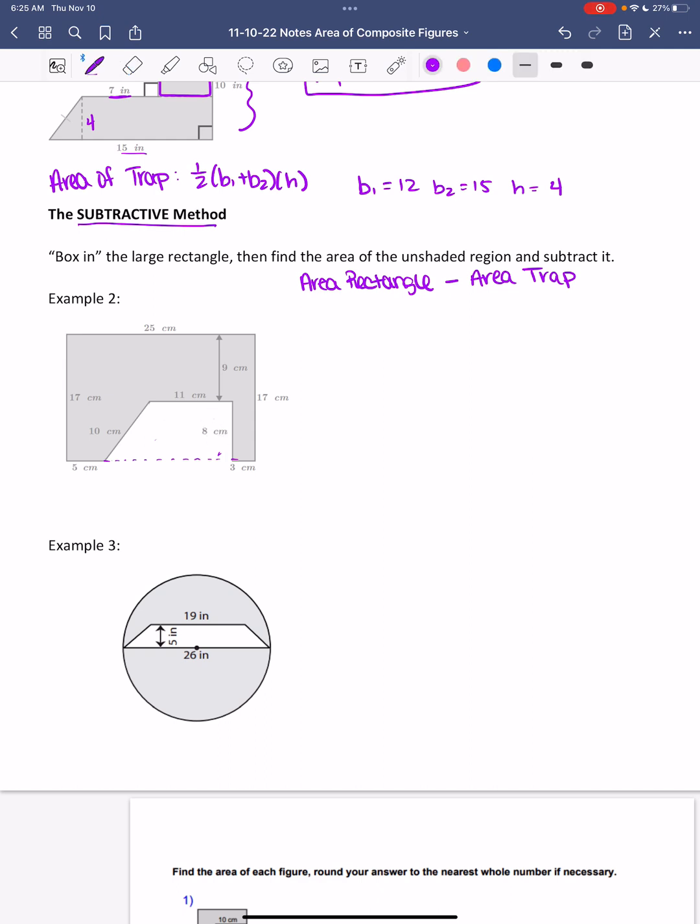So the area of the rectangle, that's where you're going to get your 25 times your 17. So that's going to be area total, 25 times 17 minus the area of a trapezoid, again, guys, that's going to be my 1/2 base 1 plus base 2 times your height. And then we need to figure out our bases. We're going to figure that out.